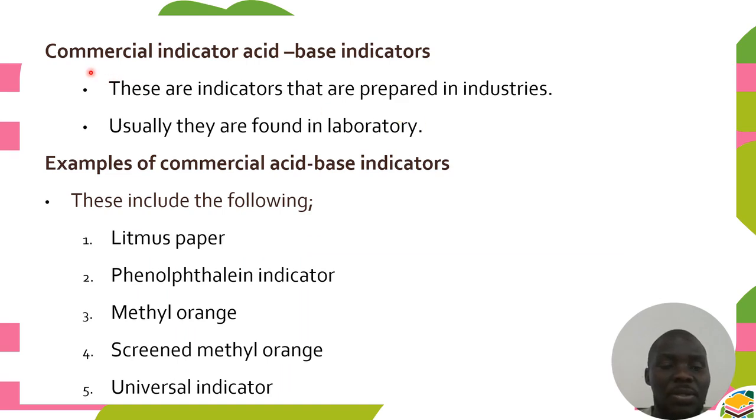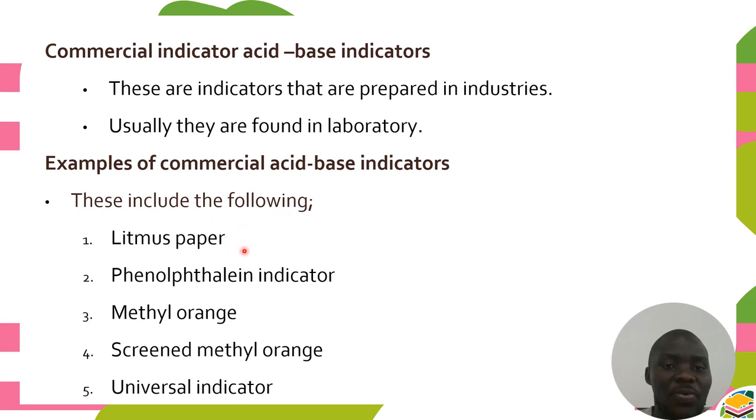Then the next type of indicator is the commercial acid-base indicator. These are indicators that are prepared in industries. Usually, they are found in laboratories. It can be a school lab, it can be in the hospitals. We will have these prepared indicators. Examples of these commercial acid and base indicators include the following.